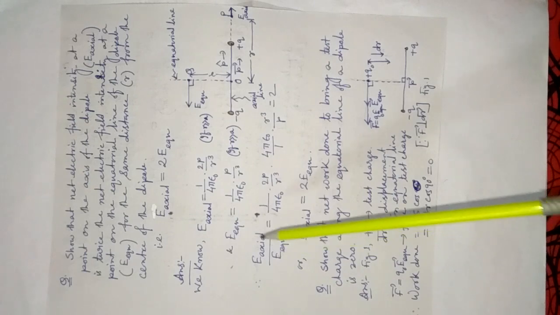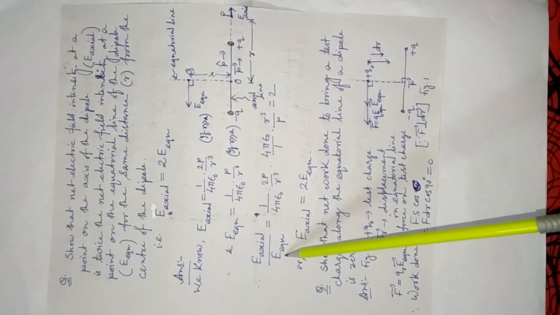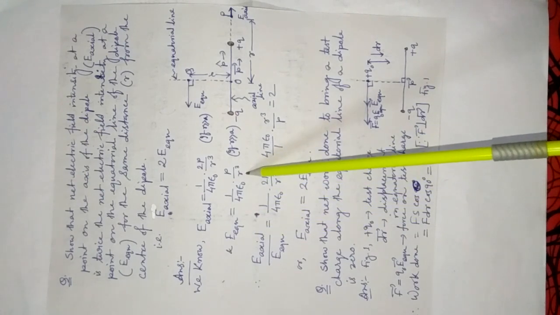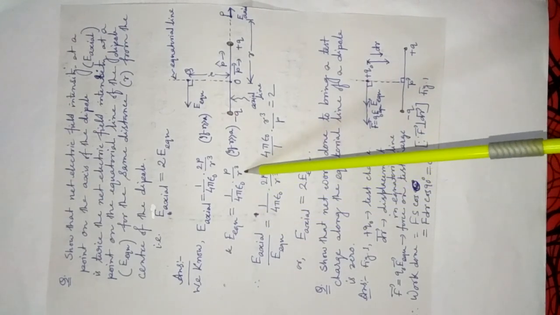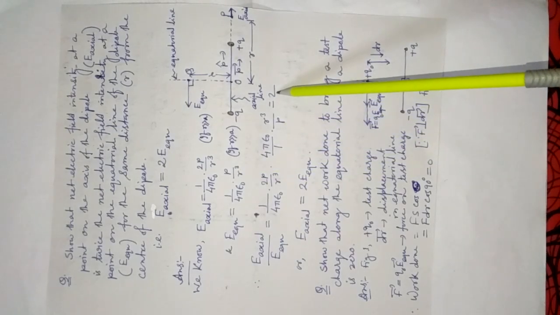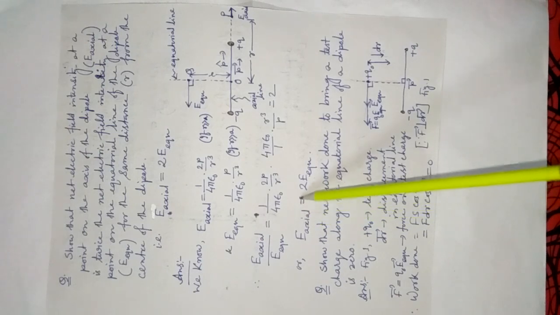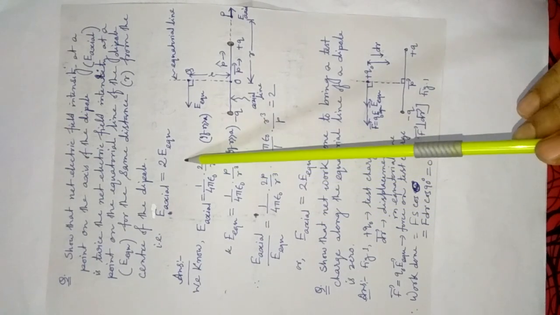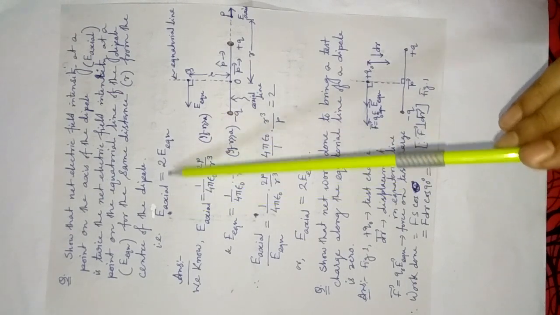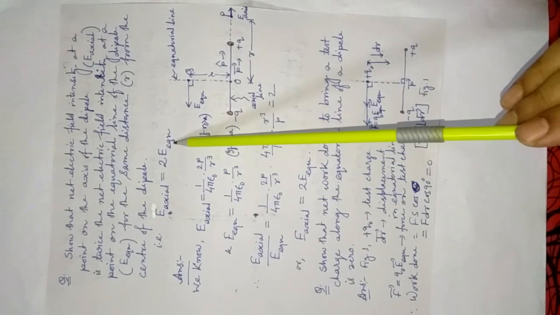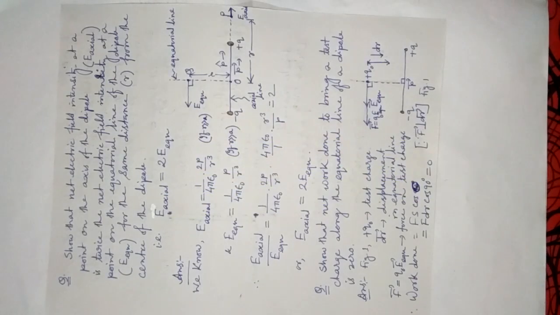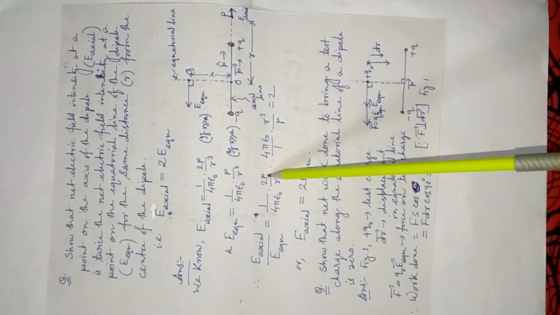Now, E axial divided by E equator is equal to what? If you put these values, the terms become reciprocal: 4 pi epsilon naught r cube divided by p. Then all of you will get 2. That means E axial is equal to 2 times E equator. Proved. Sometimes they may ask you that E axial divided by E equator is the ratio 2:1, or E equator divided by E axial is 1:2. Whatever question they ask you, this is the solution.